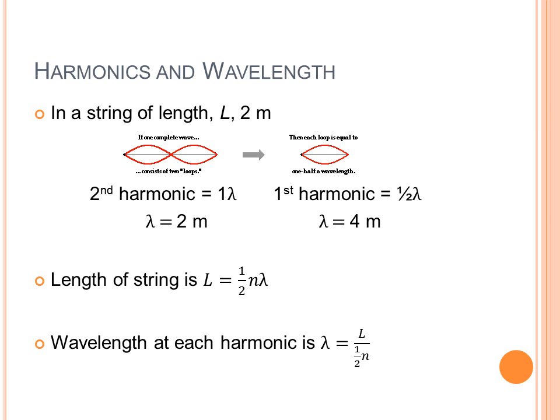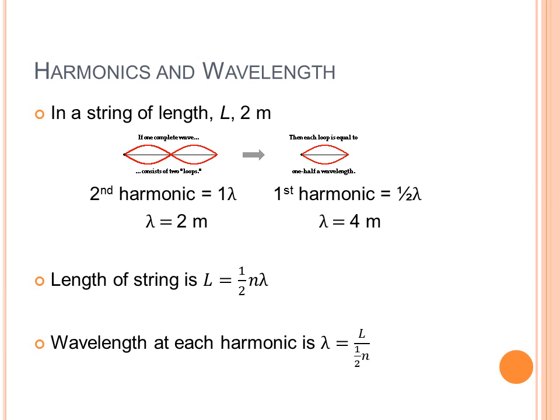This actually helps us determine the wavelength of a standing wave. Say that our standing wave is in a string that's 2 meters long. If we're looking at our second harmonic, that's one full wave. Remember, one full wave is two segments. That means the wavelength of that wave is just the length of the string, or 2 meters. If you go back to your first harmonic, on the other hand, it's only half of a wavelength, so your wavelength is actually double your length, or 4 meters.